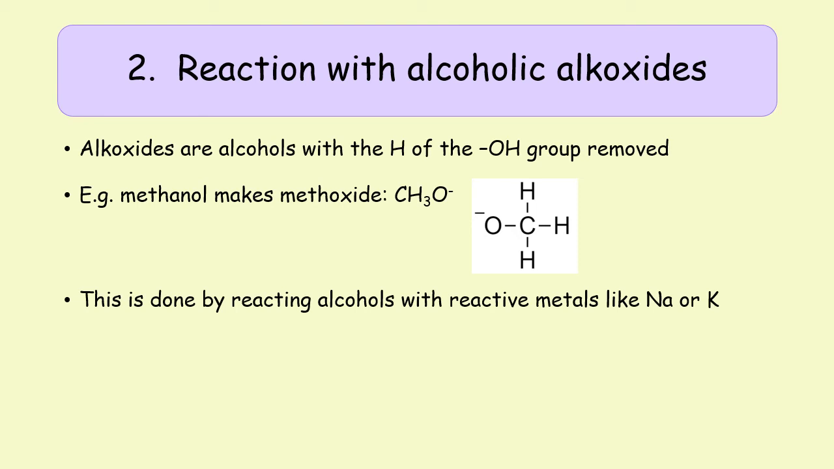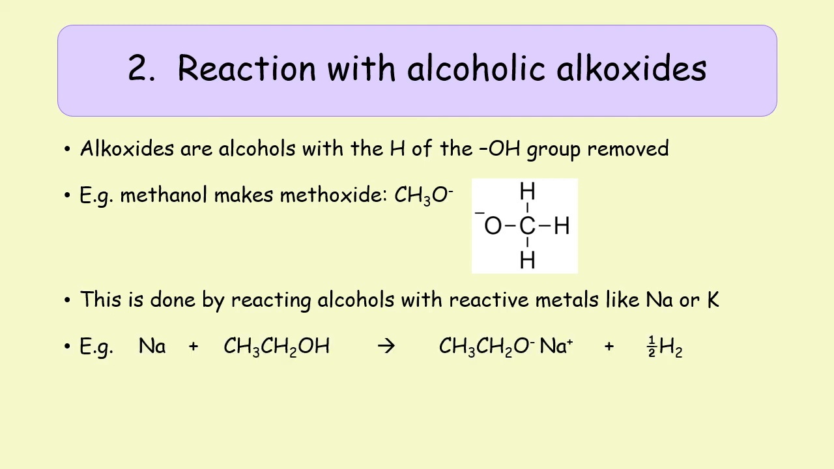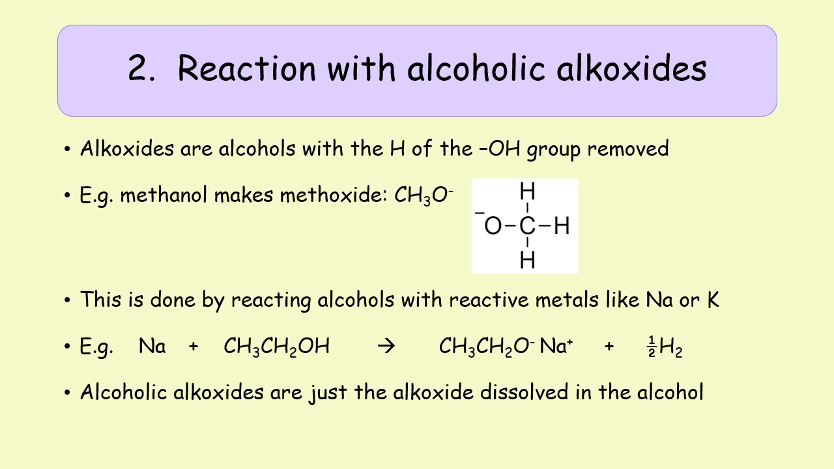Now, how do you turn an alcohol into an alkoxide? Well, you react the alcohol with sodium or potassium. That sodium or potassium will remove the hydrogen, and you will be left with your alkoxide dissolved in whatever alcohol you had. That's why it's called an alcoholic alkoxide, because you will end up with methoxide ions dissolved in methanol, ethoxide ions dissolved in ethanol, etc. So here's an example of that: sodium reacting with ethanol to form sodium ethoxide and hydrogen. And as I said, because you'll always have excess alcohol, the alkoxide will be dissolved in whatever alcohol you started with.